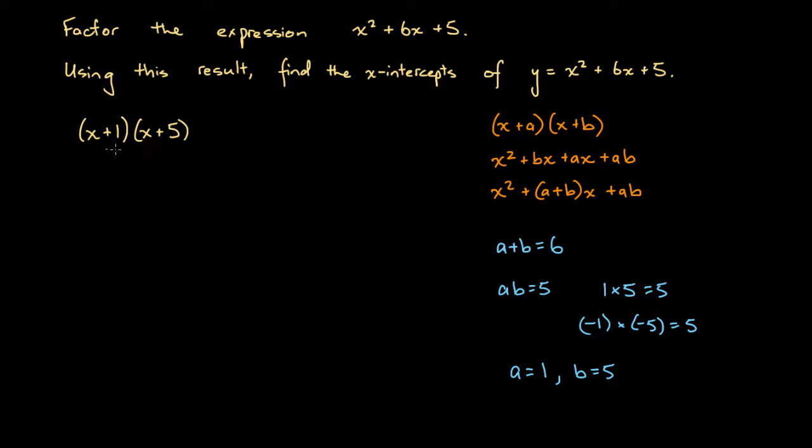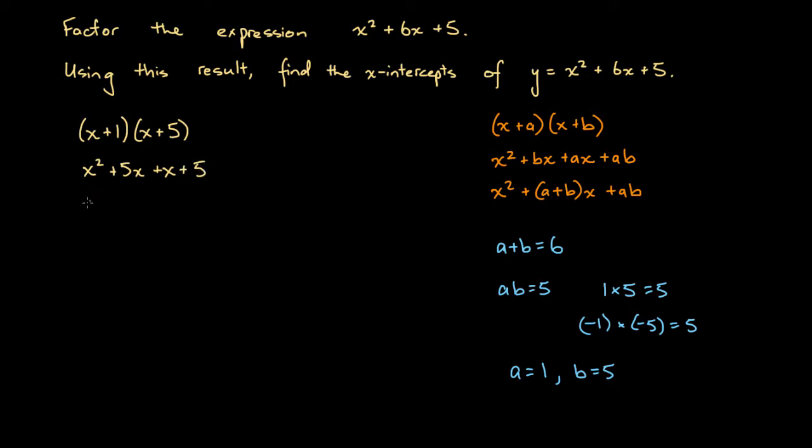If we were to expand this out, we would get the same expression. Let's just test it to see. If we expand this expression out, x times x is x squared. X times 5 is 5x, so plus 5x. 1 times x is x, 5x here, plus x. 1 times 5 is 5.